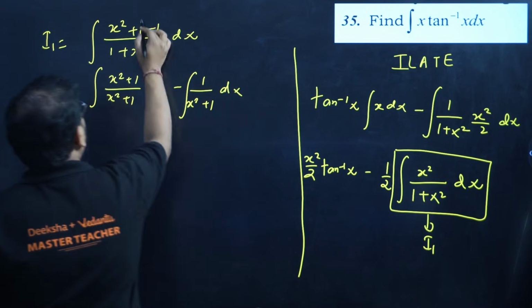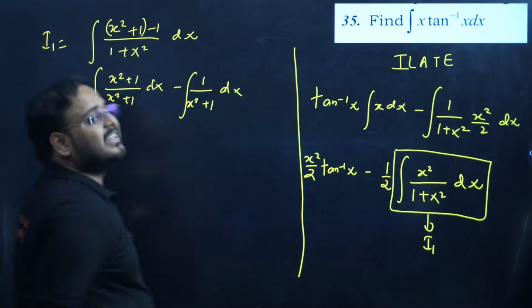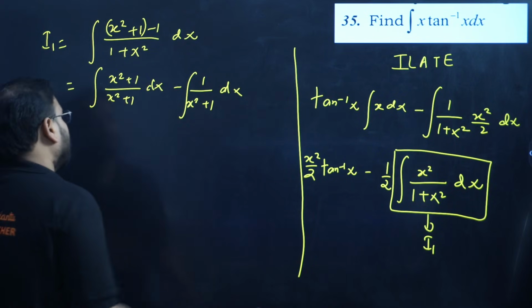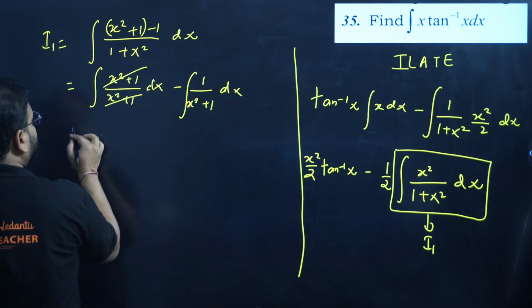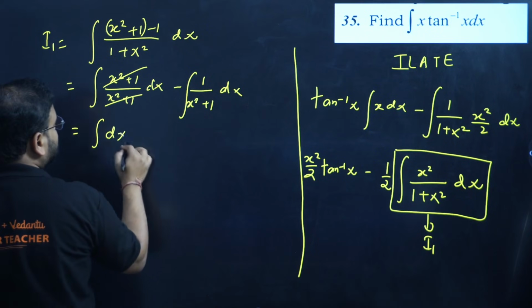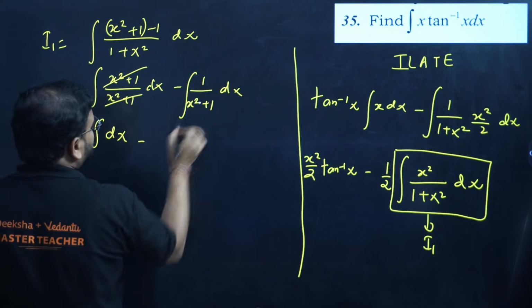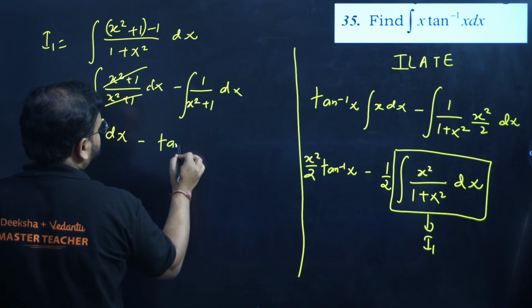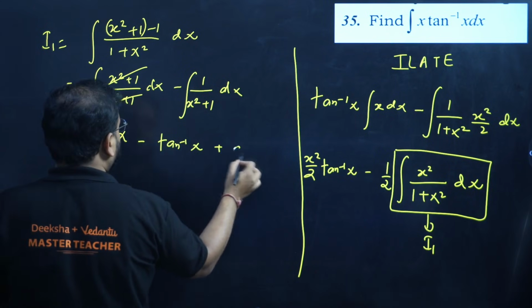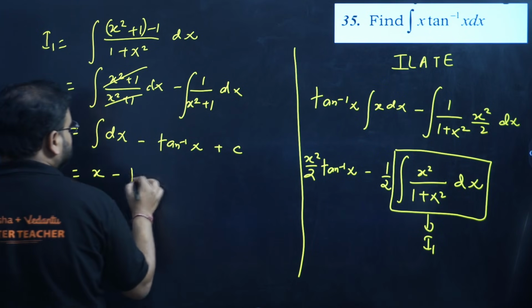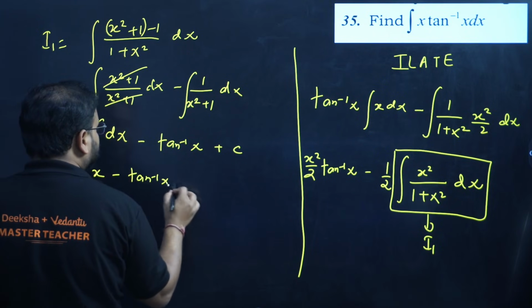I have taken the bracket over here and separated the two integrations by the two terms, x square plus 1 and minus 1. This will be what? Cancelled, sir. We have integration of dx left, and this will be what, sir? Integration of 1 upon x square plus 1, which is nothing but tan inverse of x plus the constant c. This is nothing but x minus tan inverse of x plus c.